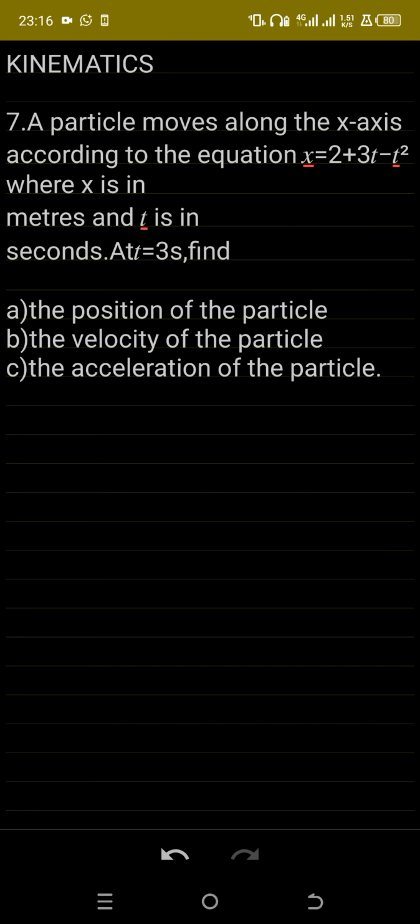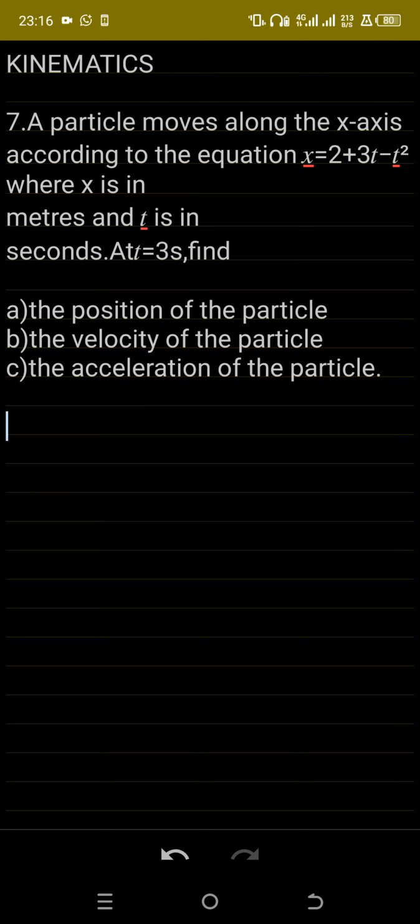Let's look at this kinematics question, which also involves some calculus and some key concepts which you have to know on kinematics. It's a very simple question. A particle moves along the x-axis according to the equation x equals 2 plus 3t minus t squared, where x is in meters and t is in seconds.